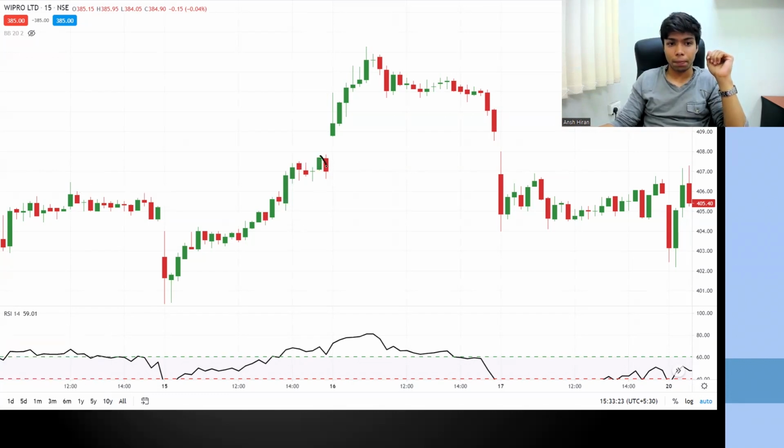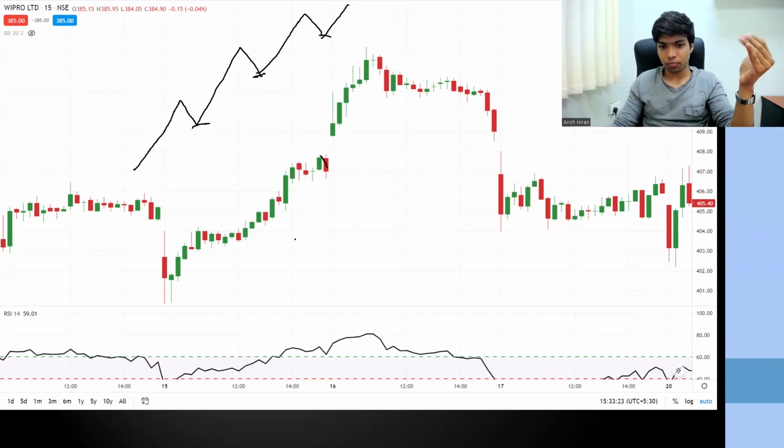Whenever the market gives a small dip, there's something called buying on dip. You don't buy when the market is going up. You buy when the market gives a small dip, so you can buy here, and then the market will go up again. You can buy on this dip, and then the market will go up again. So this is called buying on dip.